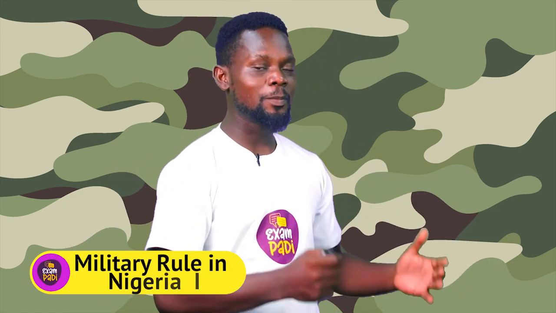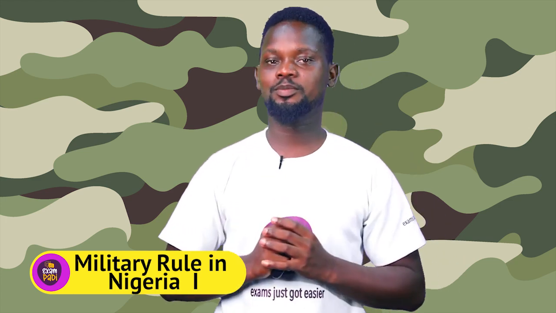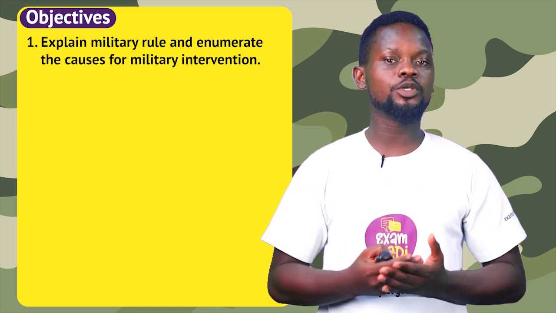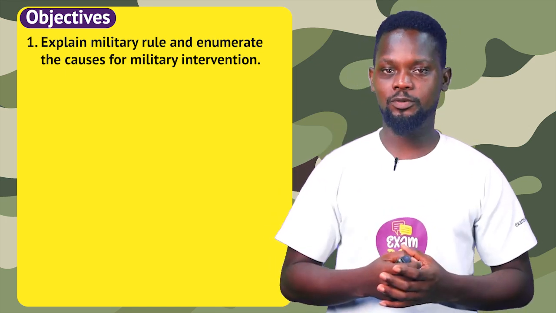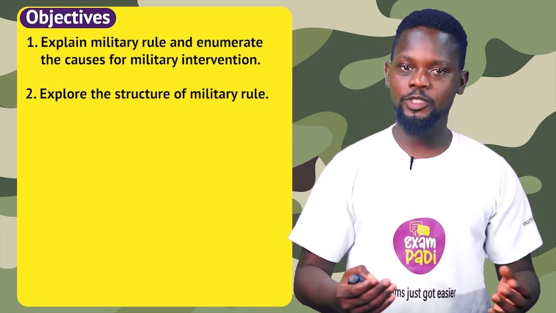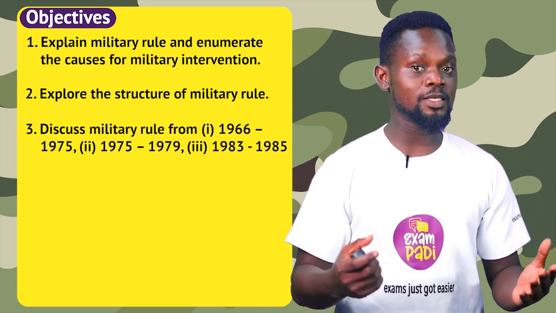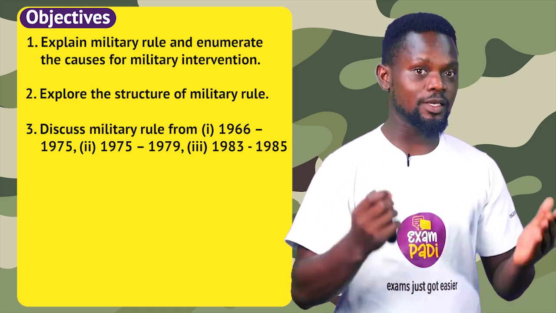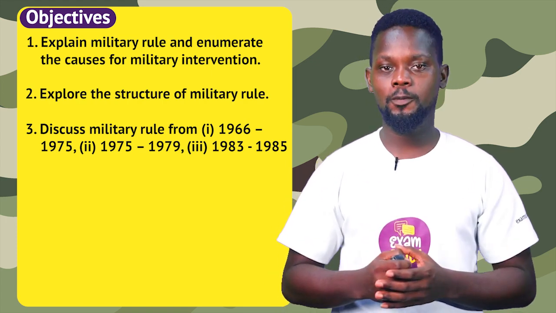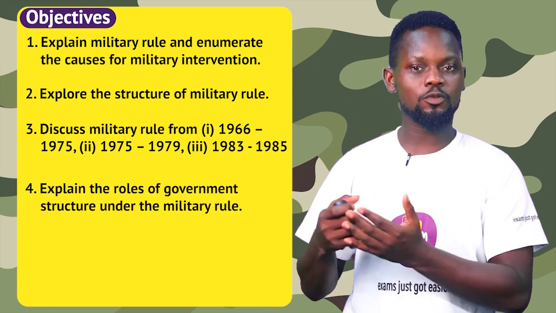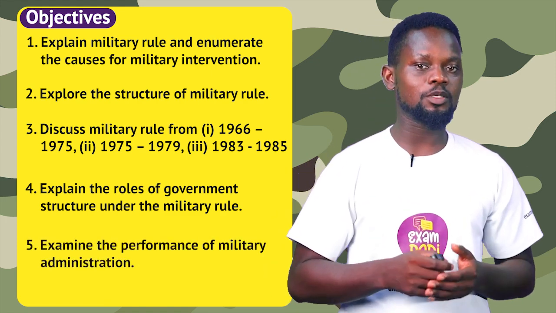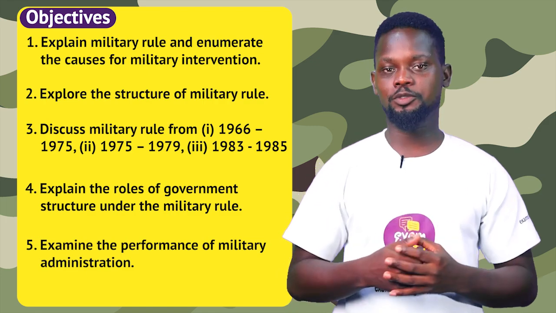Today's topic is Military Rule in Nigeria Part 1. In this lesson we will: 1. Explain military rule and enumerate the causes for military intervention. 2. Explore the structure of military rule. 3. Discuss military rule from 1966 to 1975, 1975 to 1979, and 1983 to 1985. 4. Explain the roles of government structure under the military rule. And 5. Examine the performance of military administration.